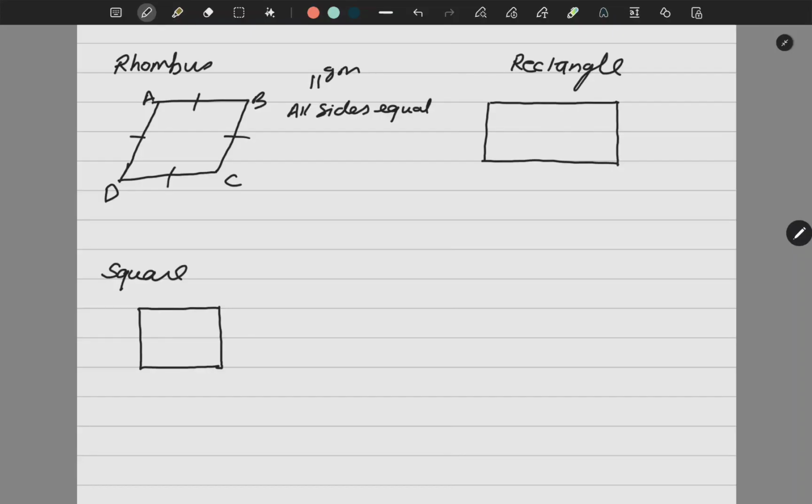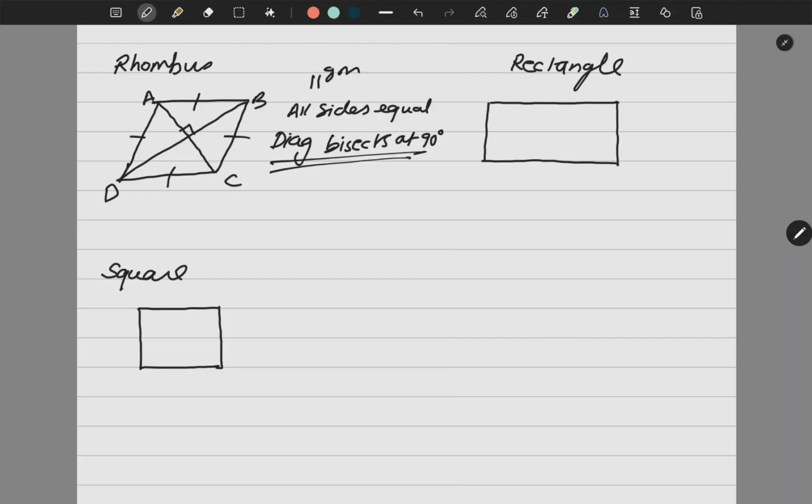The other very important property is that the diagonals bisect each other, I know, because it is a parallelogram, but they bisect at 90 degrees. So the diagonal bisects at 90 degrees. This property is very, very important. Right?